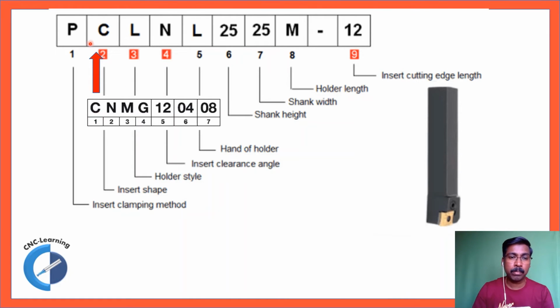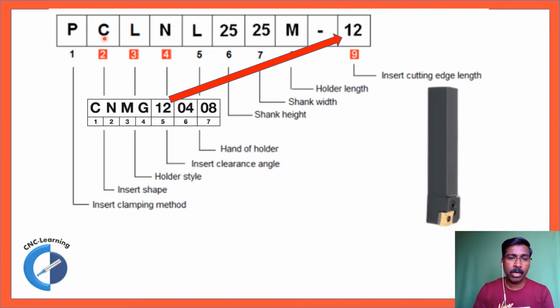So the C shape, and then the insert clearance angle. That is the fourth letter of the holder, and then the insert size. It is the last point in the holder. So if you see the insert clamping method, it's a lever clamping. Then if it is a screw clamping, it will be S. If it is a top clamp, it will be M. So the most widely used holders are P. And then different new types of holders are there with D and so on.